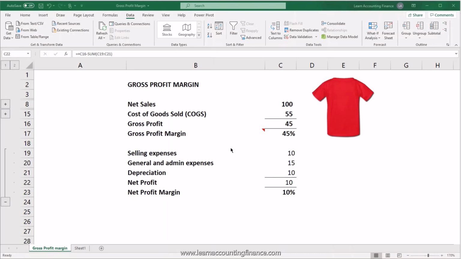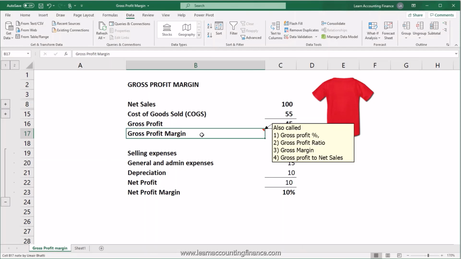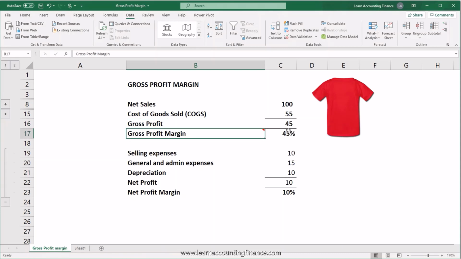For the time being, it's important for you to note that gross profit margin is also known as gross profit percentage, gross profit ratio, gross margin, gross profit to net sales, and probably it has many other names as well. The difference between gross profit and gross profit margin is dollars and percentage. So while gross profit is your net sales minus cost of goods sold, gross profit margin is your gross profit divided by net sales value, which is 45%.